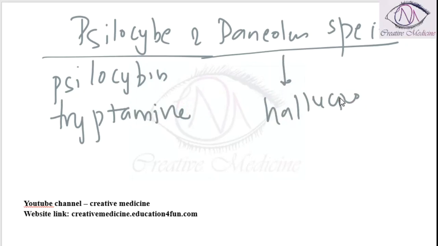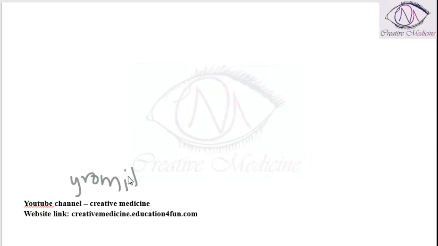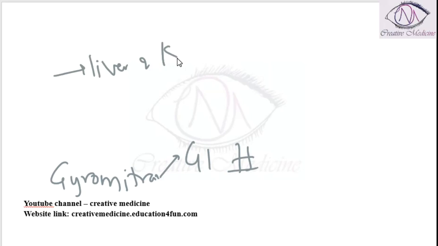The Psilocybe and Panaeolus species also include one more, which is the Gyromitra species. These Gyromitra species are false morels, and they produce GI disorders. Through these mushrooms, even liver failure and kidney failure have been reported, and they are far less frequent than with amatoxin containing mushrooms, but they are still reported.